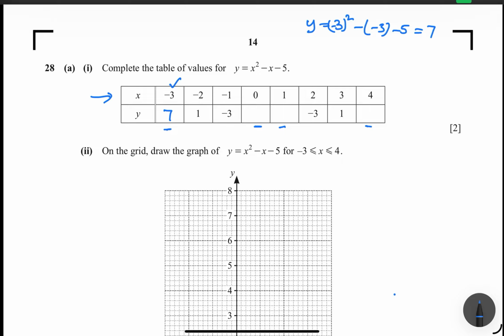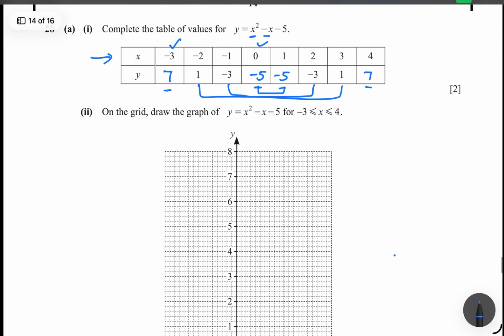Similarly, when you put 0, it's easy. You see, the first 2 terms are going to be 0, then it is going to be negative 5, and this also is coming negative 5. And this I got 7. So you can see there is a pattern. This is 5 and 5, negative 3 and 3, 1 and 1, and 7 and 7, like that. That was the first part.